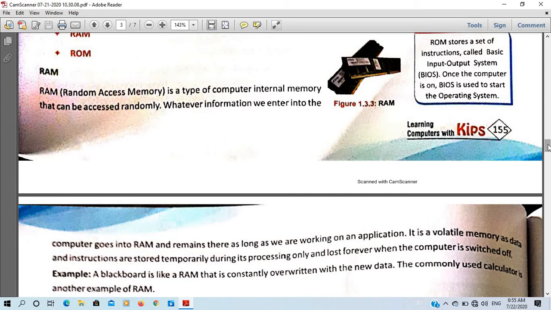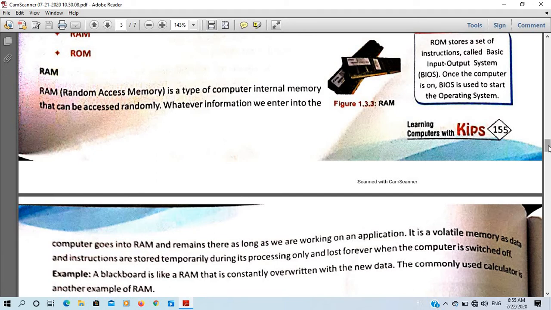RAM stands for random access memory, and is a type of computer internal memory that can be accessed randomly. It fetches the data exactly at the time when we click on that information, or when we want that information, by clicking with the mouse or by pressing our keyboard. So whatever information we enter into the computer goes into the RAM.